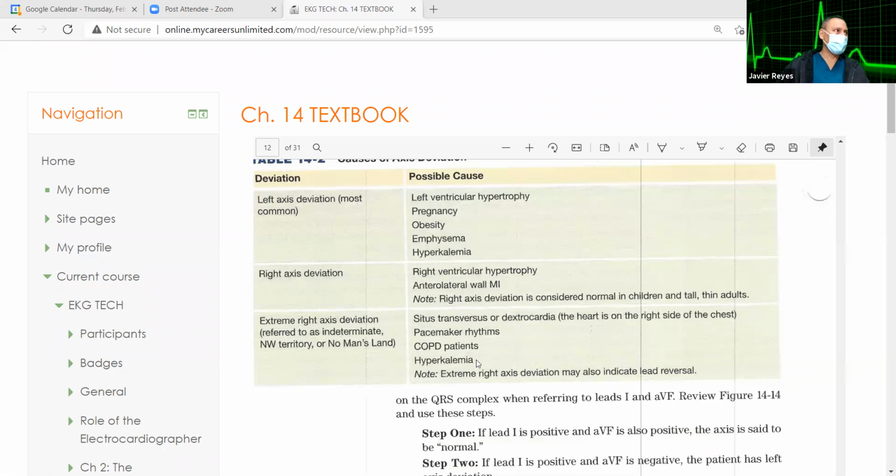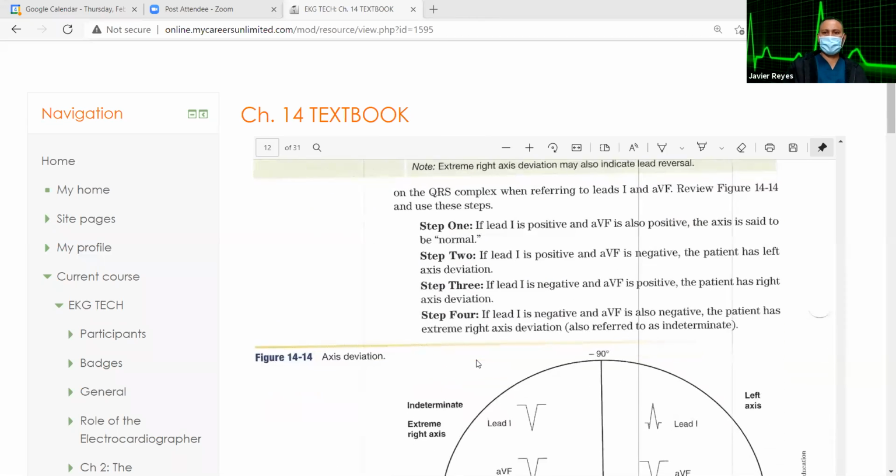So all these conditions, diseases, it's not just about one organ. It's a system. One organ depends on another organ and so on. So that's why you see all these complications.